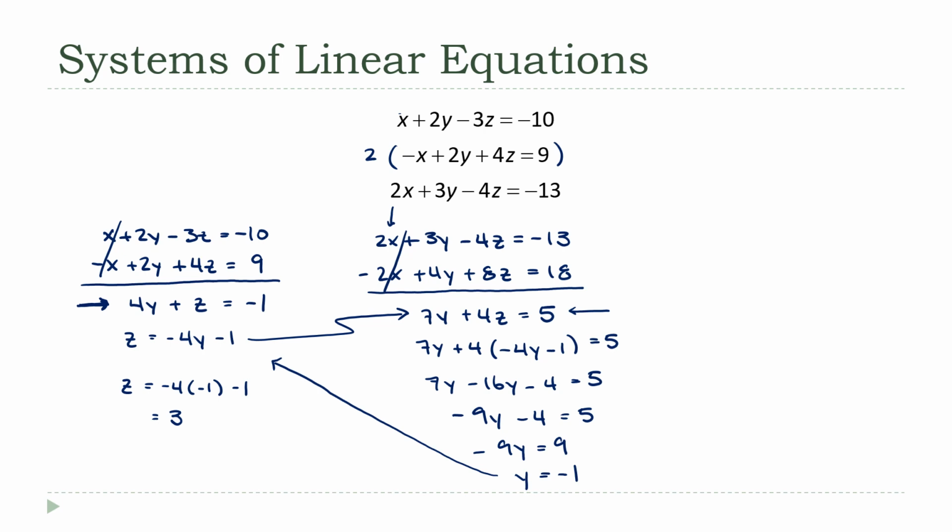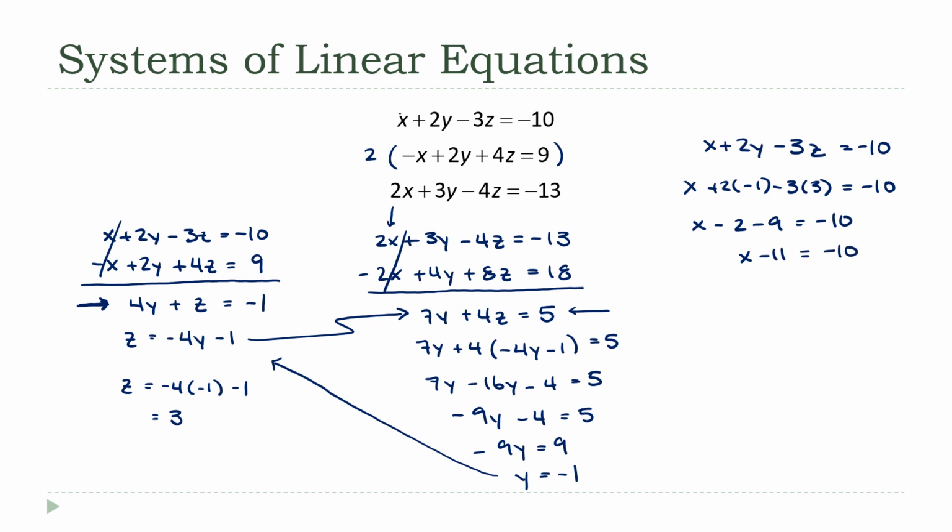So now I've got to go back and pick one of the original equations. Doesn't matter which one you choose. I'm going to use the first one for no other reason than that it's on top. I'm going to put 3 in here for z, and I'm going to put negative 1 in here for y. And solve this. This is x minus 2 minus 9 equals negative 10. x minus 11 equals negative 10. Add 11, x equals 1.